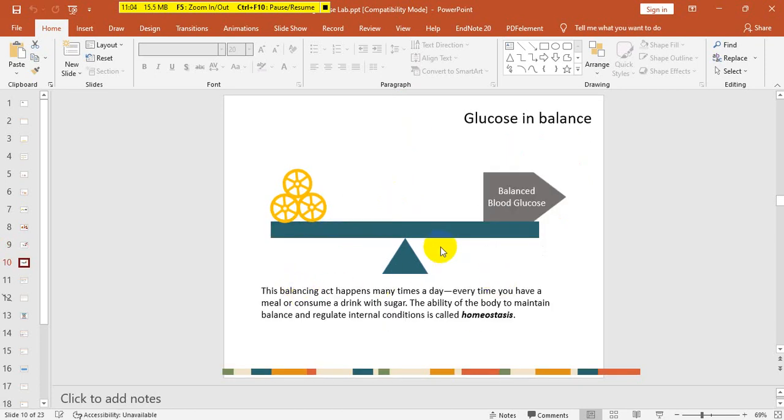Okay, so glucose is in a balance. Glucose is now balanced in the blood. This balancing act happens many times a day. Every time you have a meal or consume a drink with sugar, the ability of the body to maintain balance and regulate internal condition is called homeostasis.